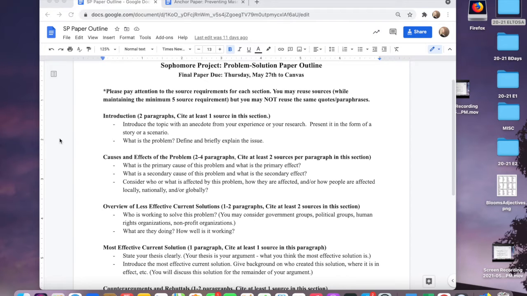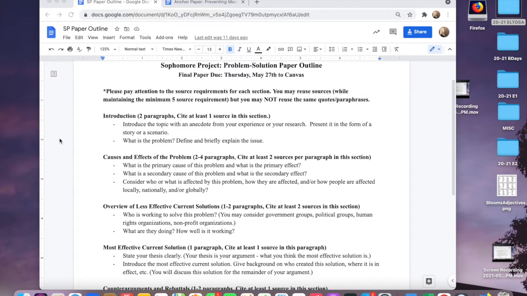All right, so we're going to go ahead and go over the sophomore project paper outline along with the anchor text for the causes and effects section. So for this section, you need 2 to 4 paragraphs, and you need to cite at least one source per paragraph in this section.